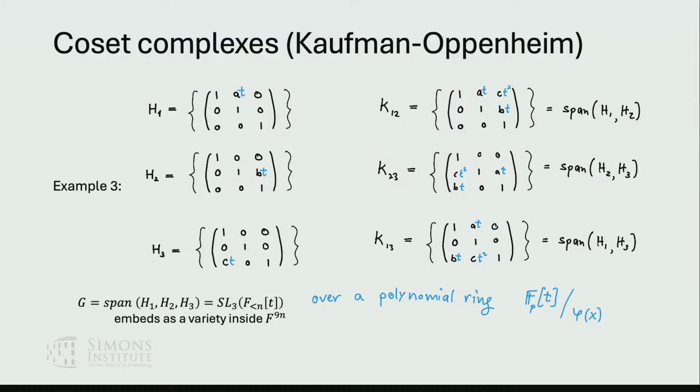It turns out that the span of these subgroups, these three or those three, it's the same, is just all matrices over this polynomial ring with determinant 1. So you need some condition, some division condition. Essentially, this is the group.